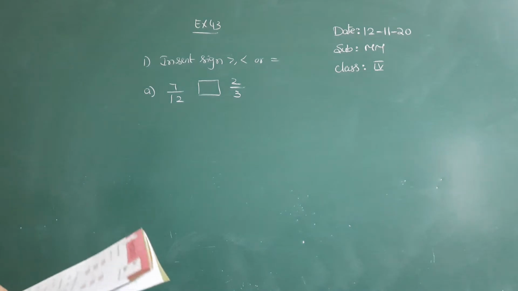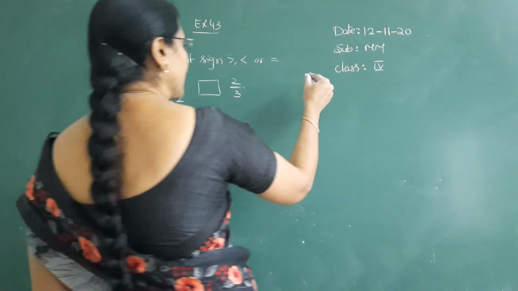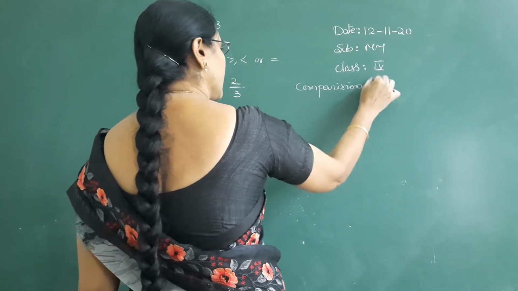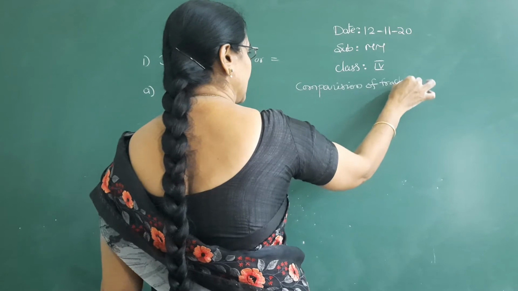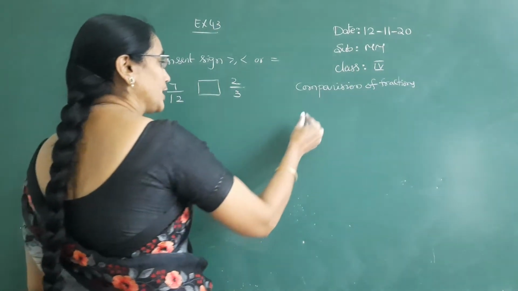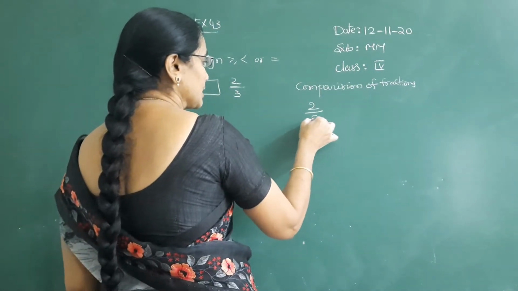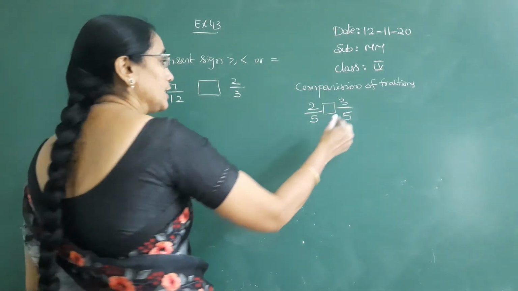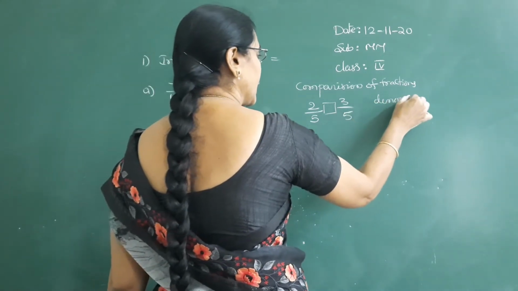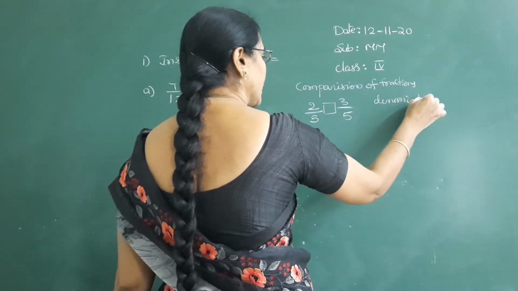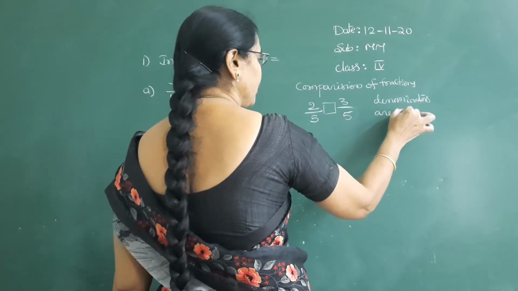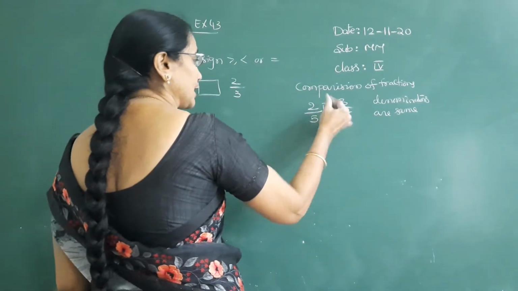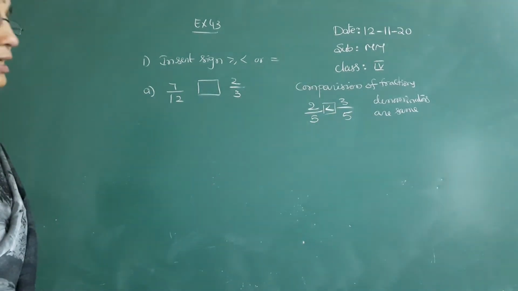See, in the case of comparison of fractions, we have to follow the following rules. For example, in the case where denominators are same, observe here, denominators are same. In this case, where the numerator is greater, that fraction is greater. That is, 3 by 5 is greater.